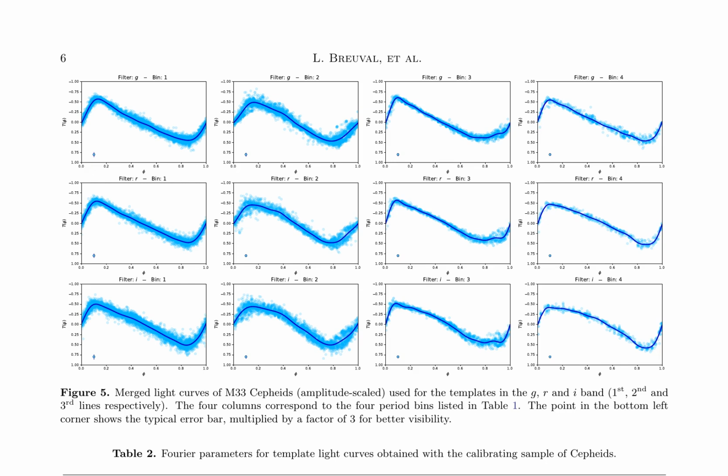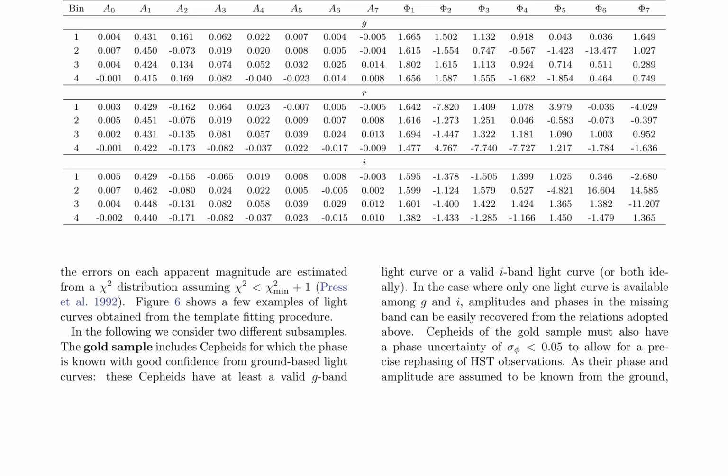They consider two subsamples: the gold sample, which includes Cepheids with well-known phases and amplitudes from ground-based light curves, and the remaining Cepheids. The gold sample is used to validate the template fitting procedure. The authors note that the phase lag between the V and I bands is set to 0.027, and the phase lag between the H and V bands is set to 0.080±0.002 log P. They also discuss the sensitivity of their results to the phase lag in section 4.5. The errors on each apparent magnitude are estimated from a chi2 distribution assuming chi2 less than chi2_min plus 1.